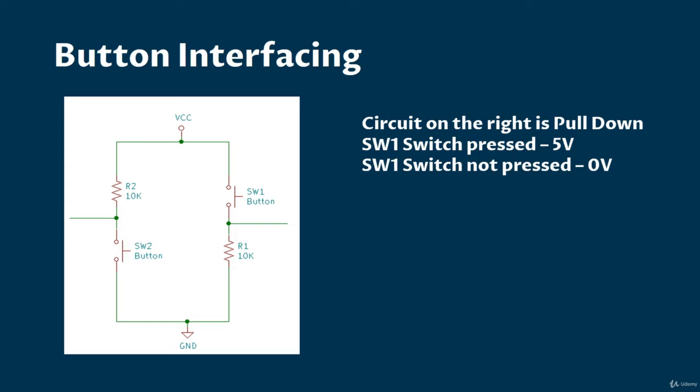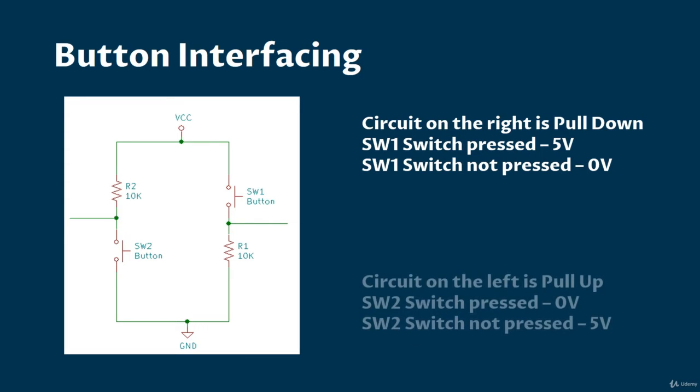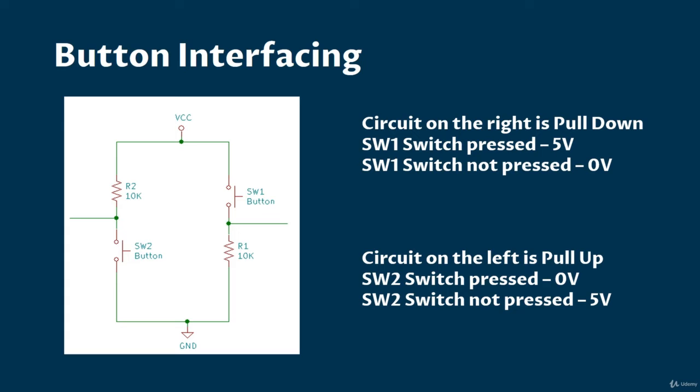The circuit on the left side is the pull up circuit. Here when switch 2 is pressed, we get 0 volt, and when not pressed, we get 5 volt. So overall, we can say pull down has active high type output and pull up has active low type output. In my experiment, I'll be using the pull down circuit.